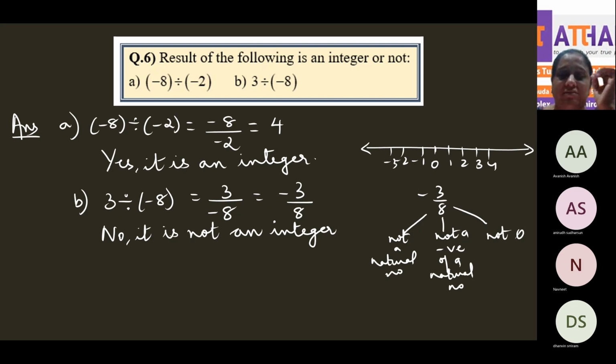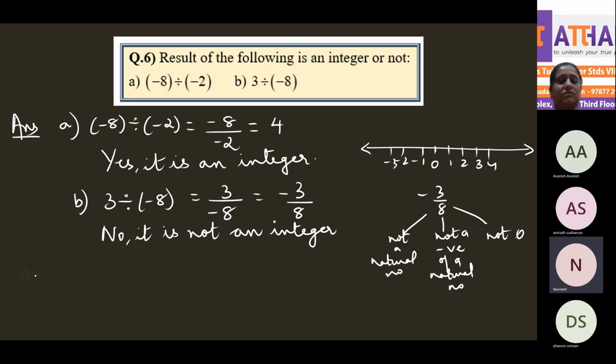Minus 3 by 8 is not a natural number. It's not a counting number. What are natural numbers? Counting numbers. It's also not the negative of a natural number. It's not 0 also. So it's not an integer. So the result of this question, when you simplify, is not an integer. That's the answer. Am I clear?